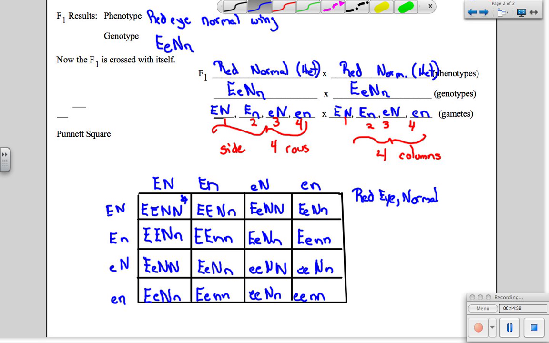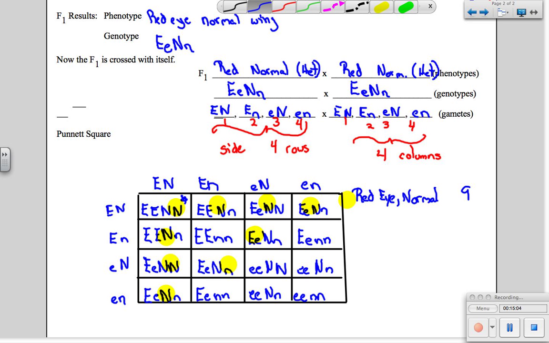And I want to figure out how many look like that. So I'm going to assign red eye normals a little yellow dot. So this one looks red eyes and normal. Again, here and here, at least one copy of the dominant trait of each of those traits. Red normal, red normal, red normal, red normal. And if I count all of these up, I have 9 red normal offspring.